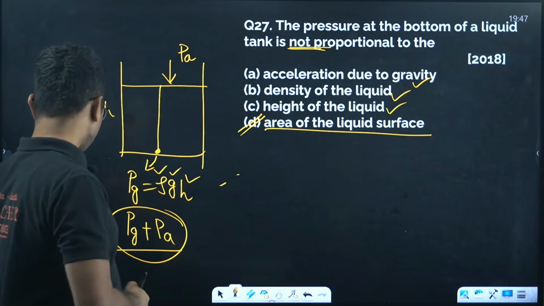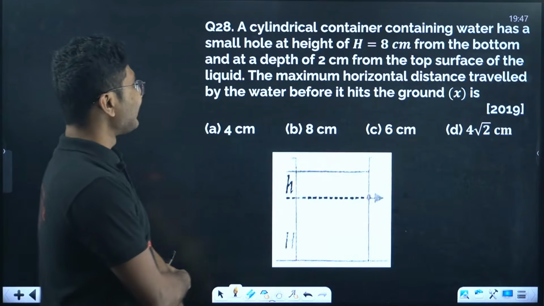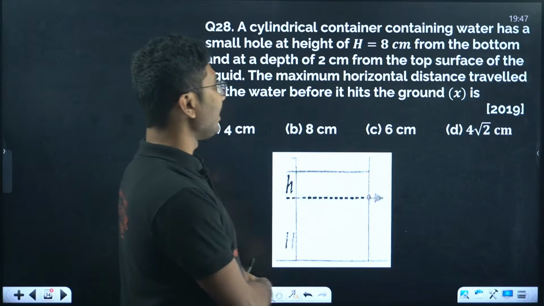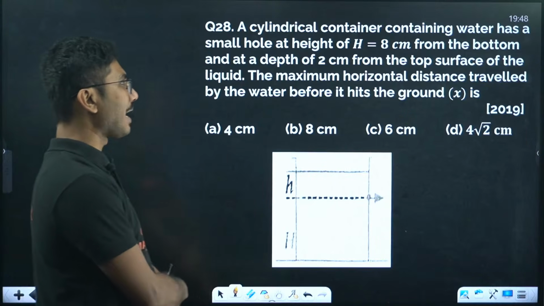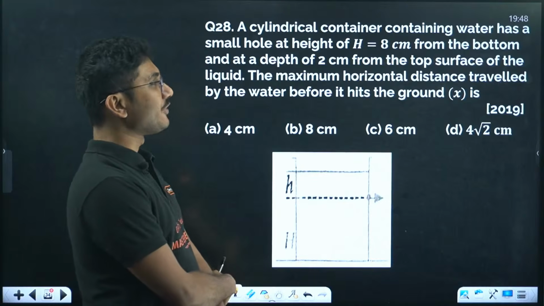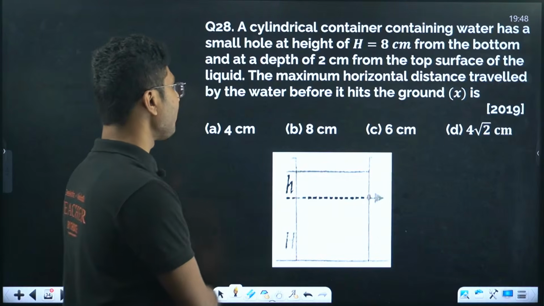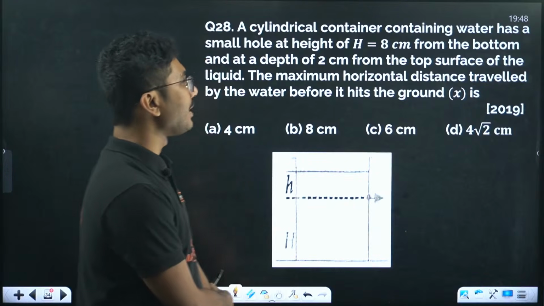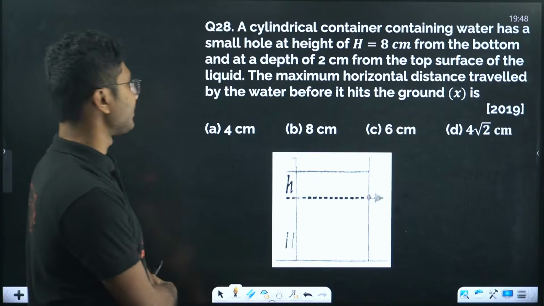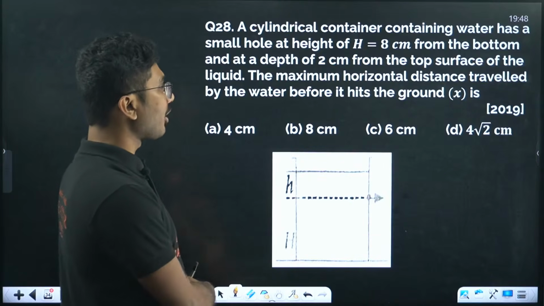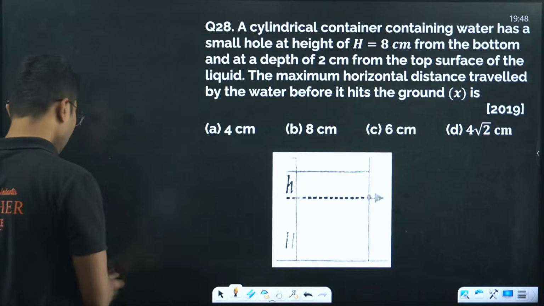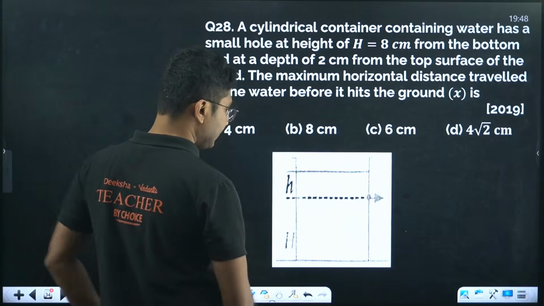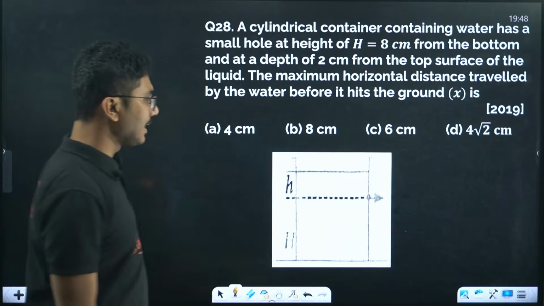Okay, now next question. A cylindrical container containing water has a small hole at a height of capital H equals 8 centimeter from the bottom and at a depth of 2 centimeter from the top of the surface. What is the maximum horizontal distance traveled by water before it hits the ground? Now this is a tricky question. This is not easy. So what is happening here?